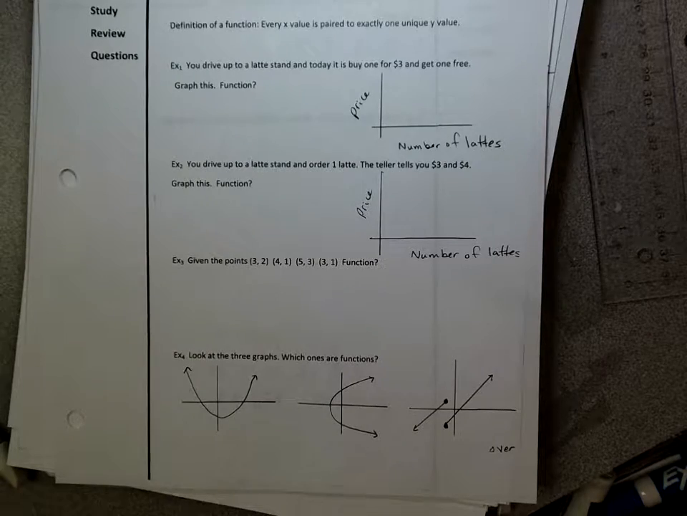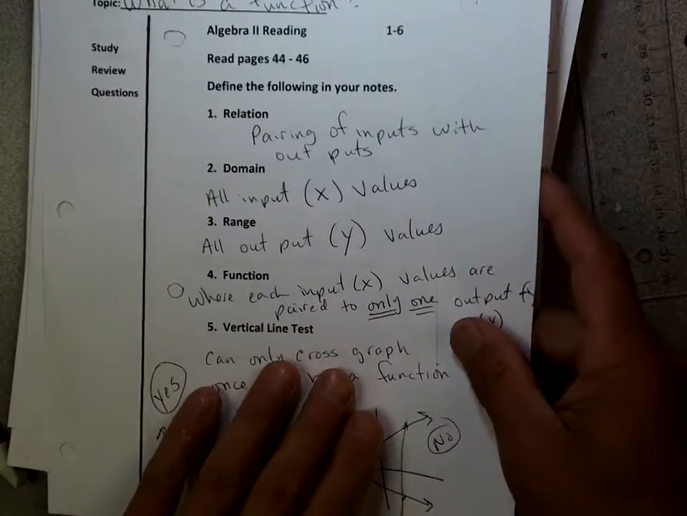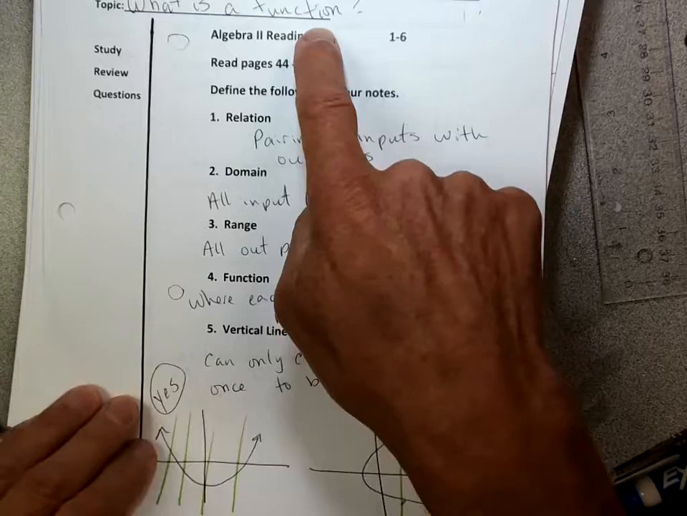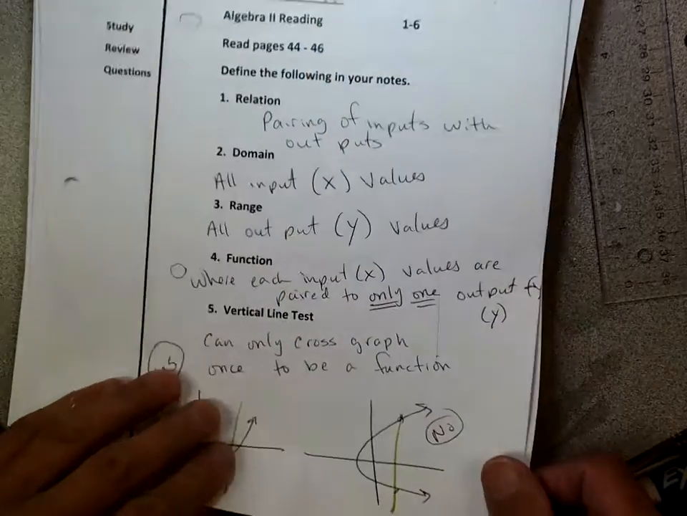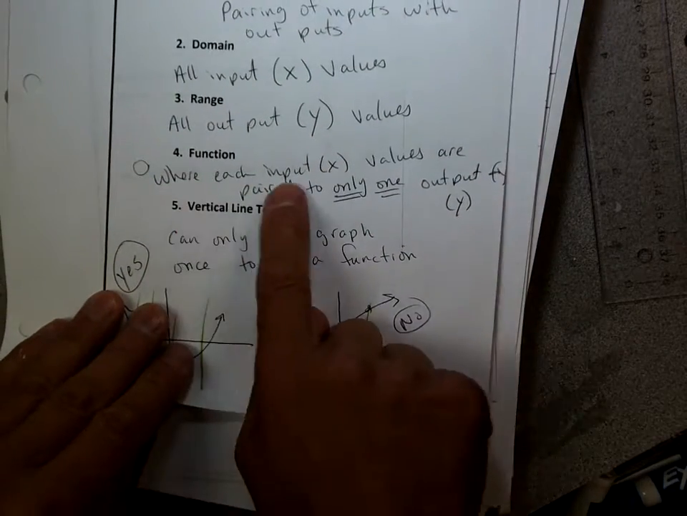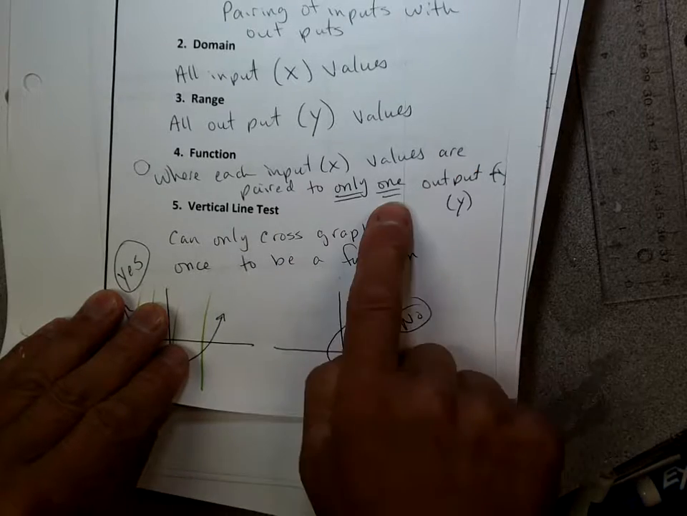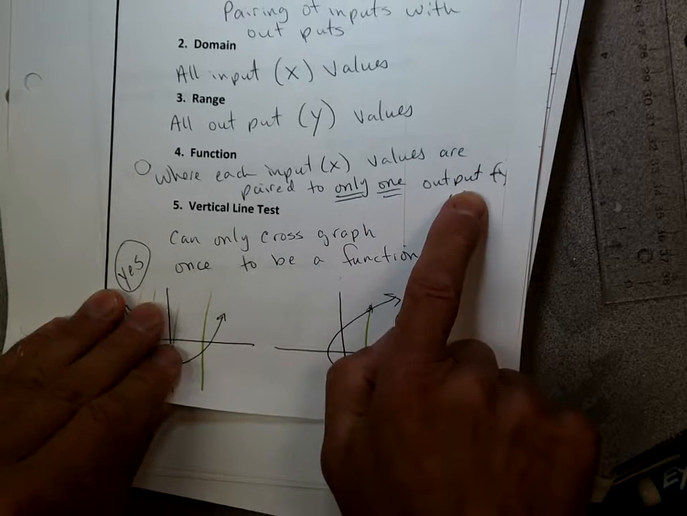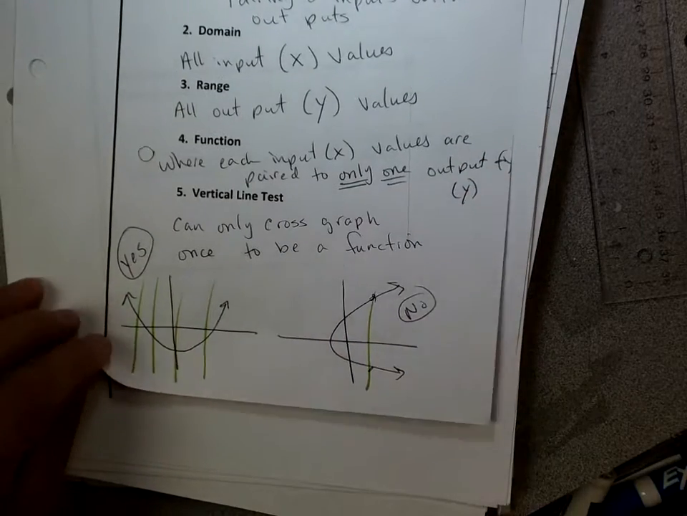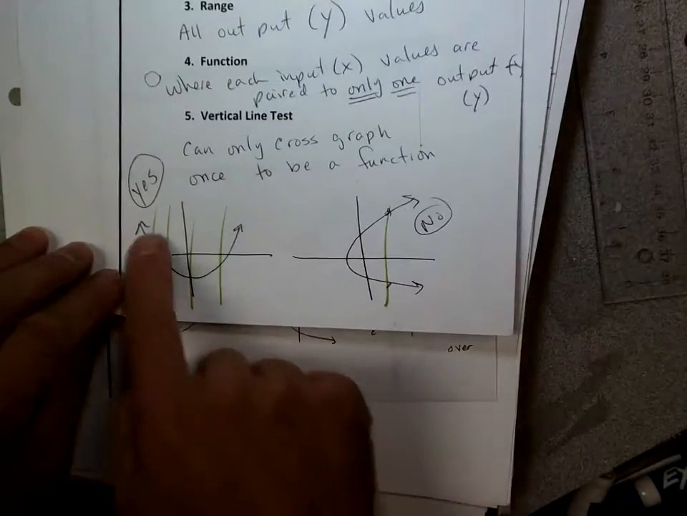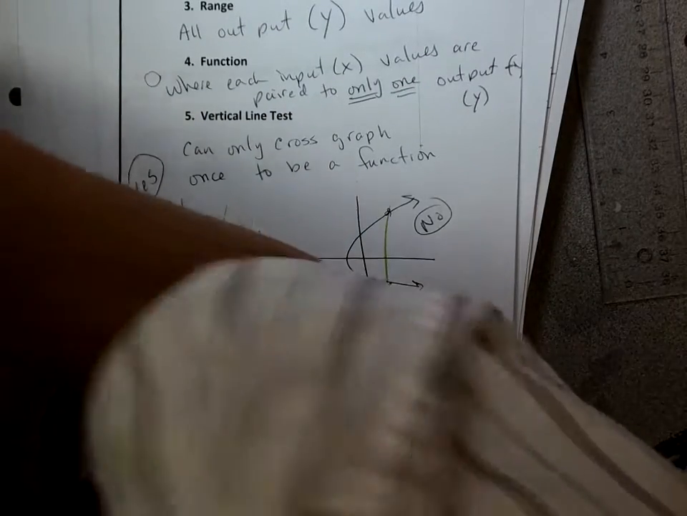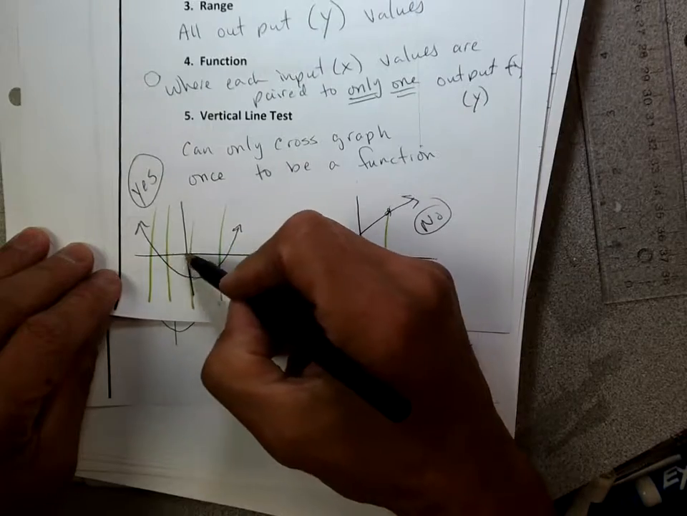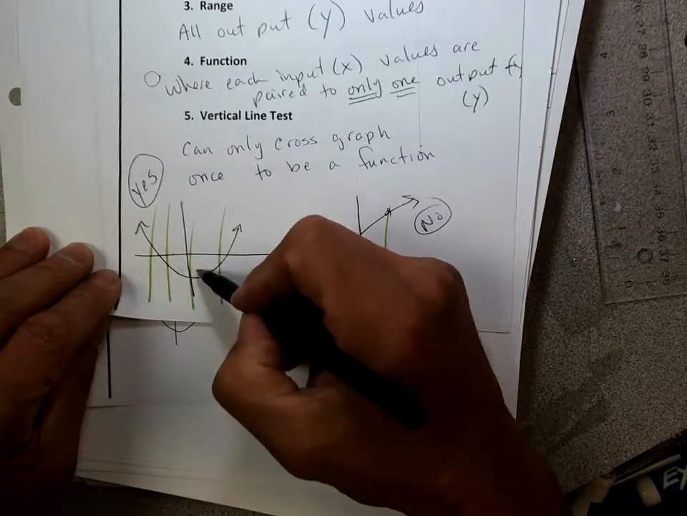So today we want to talk about functions. We said what is a function, and what we talked about a function being more than anything is where each x value is paired to only one y value, right? So if I take a look at the picture I have here, this graph right here at every particular x value only has one particular y value, okay?